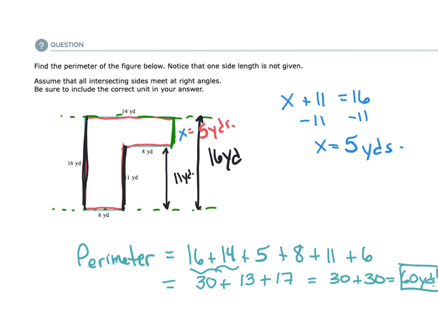So once you find that missing side, we're just adding them all together, and that's our perimeter.